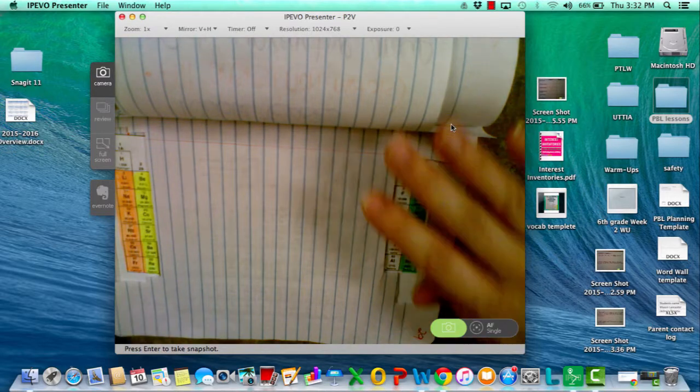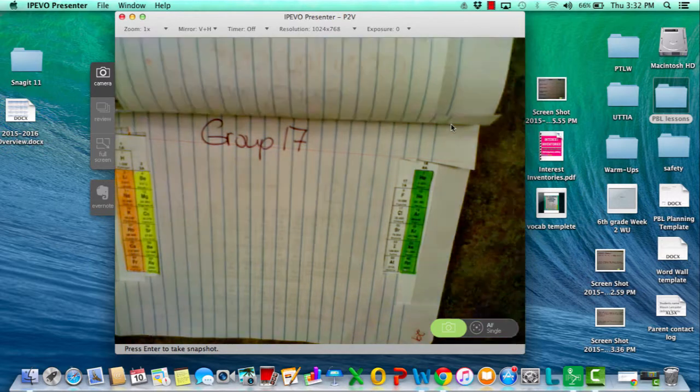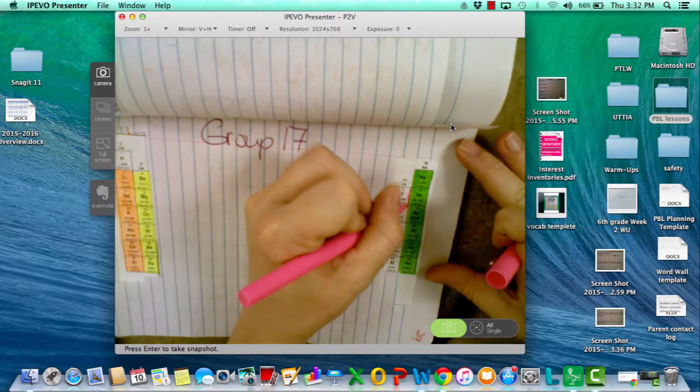And this is group 17. And so pick your last map color or highlighter color and highlight that.